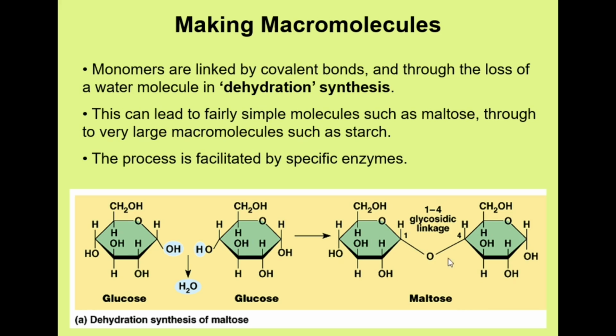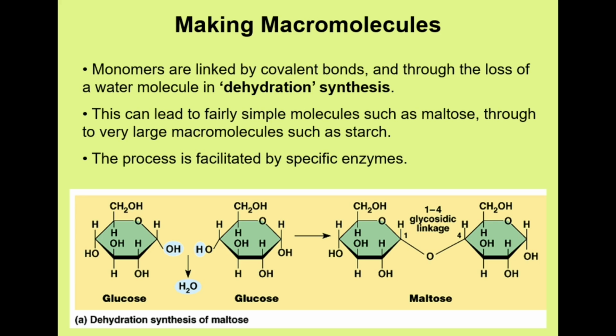And this is now joined together. This is now the disaccharide maltose, and this link between the two of them, formed by dehydration synthesis, is called a glycosidic link. I mentioned it earlier, and you can see it there. A glycosidic link is that link between two carbohydrates.